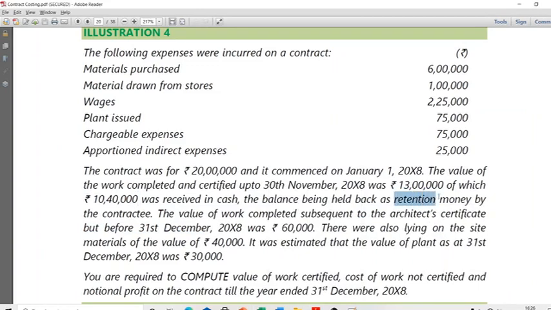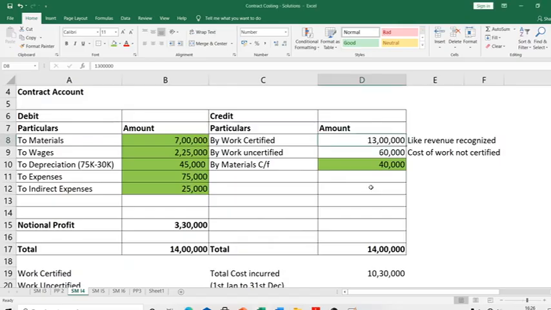Now, why is the concept of retention money coming into play here? The customer is saying, look at this. This is a contract that runs across several years. So I don't want to completely part with my money. Though work done certified is to the extent of 13 lakhs, I don't want to part with the entire money. I am not very sure about what may happen tomorrow. So I may want to reserve some money and keep it with me. Later I'll release all the money. So for reasons like that, he may have some money retained with him. That's called as retention money.